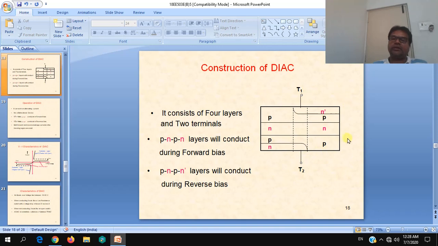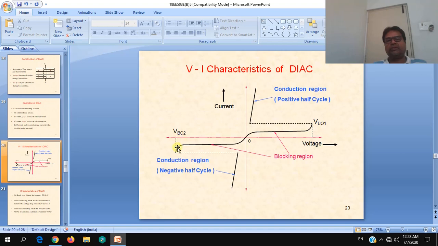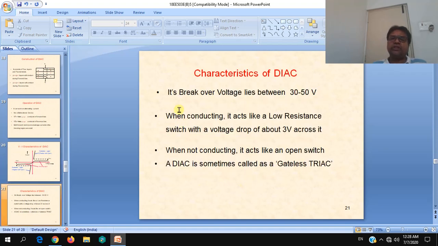In this reverse biased condition, again you can compare this to a similar SCR without any gate. When the applied voltage becomes more than the reverse breakover voltage, it conducts with very little reverse on state voltage drop, and it enters the conduction mode. So these are the VI characteristics of the diac. Its breakover voltage lies between 30 to 50 volts. When conducting, it acts like a low resistance switch with a voltage of about 3 volts across it. When not conducting, it acts like an open switch.